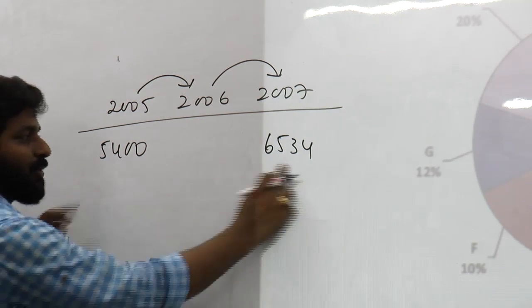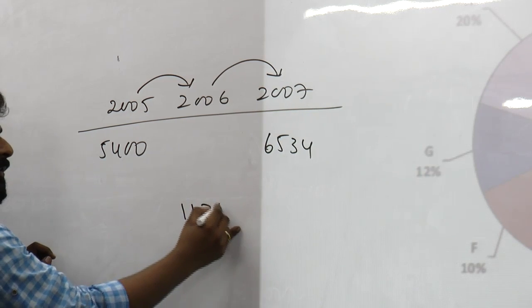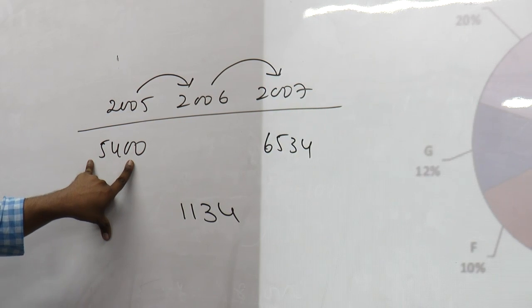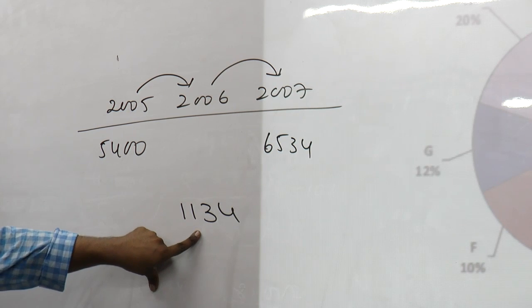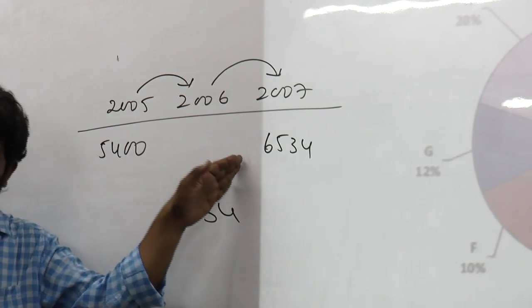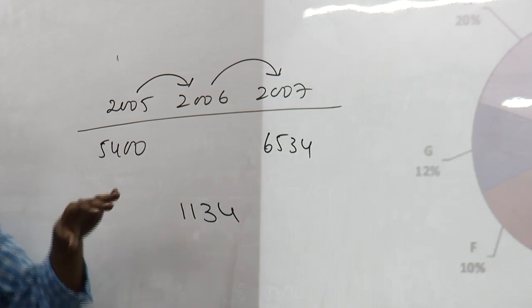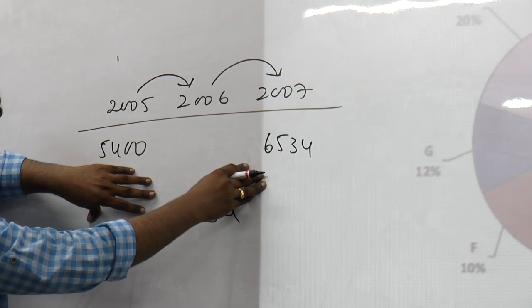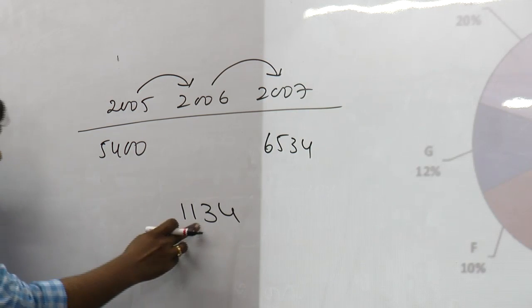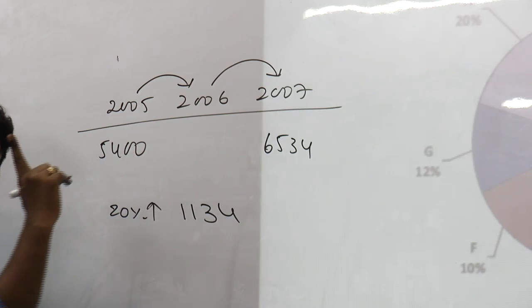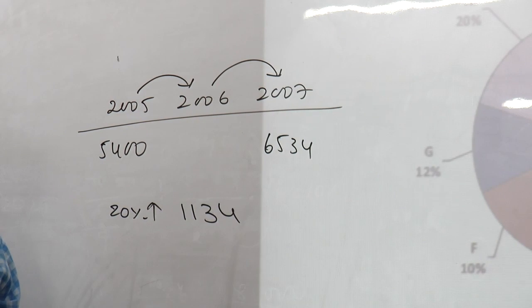What is the difference between these two numbers? 1134. What about 10% of this number? 540. 20%? 1080. This is more than that. In terms of percentage, here also that will be x% and here also x%. But in terms of number, the second number will be definitely more than the first number, right? So this is more than 20% for 2 years, and for 1 year that will be 10%. I am taking 10%.